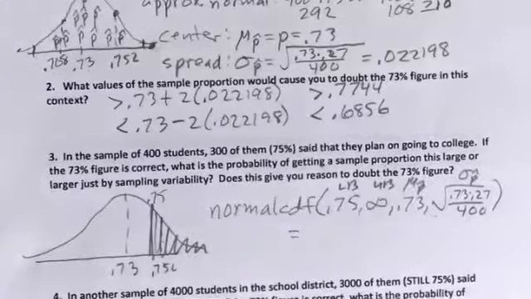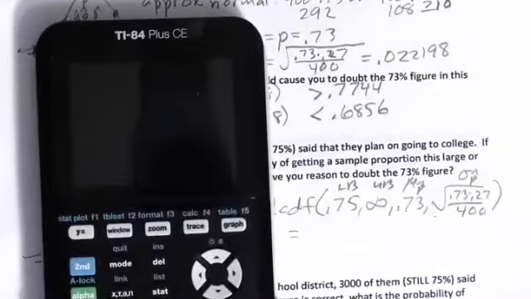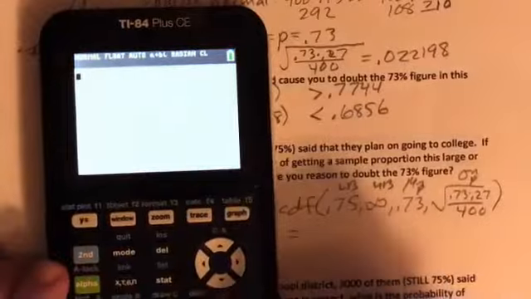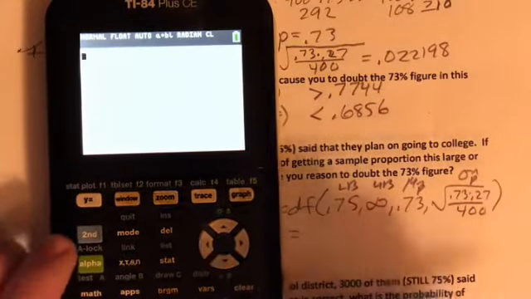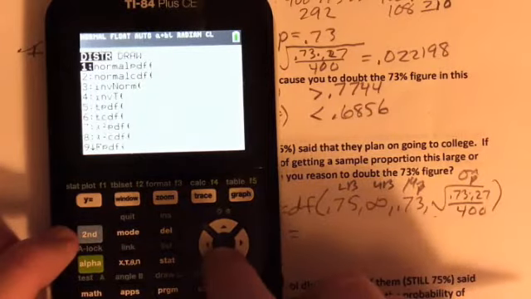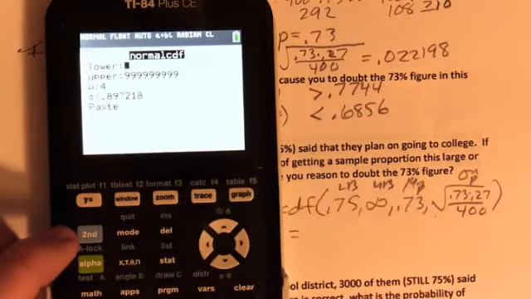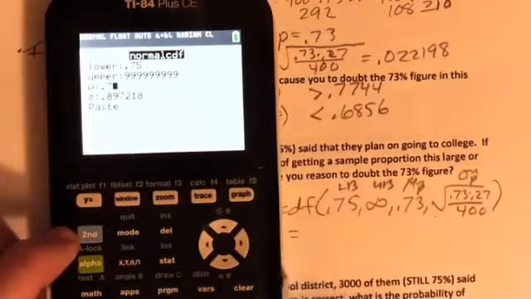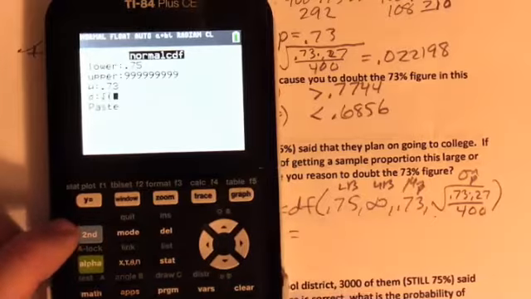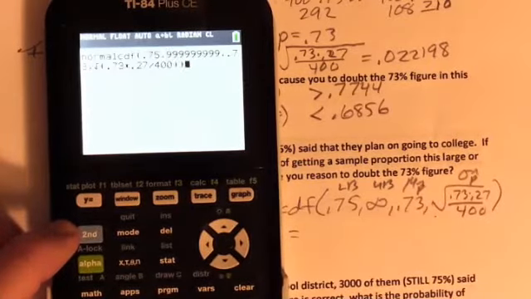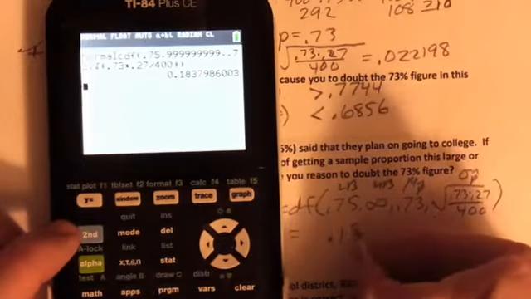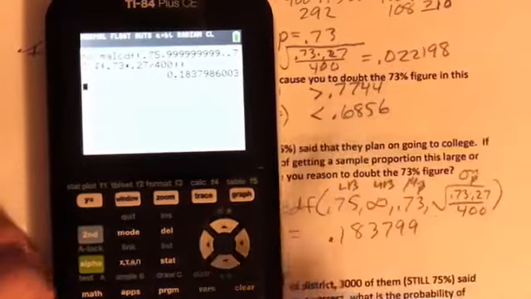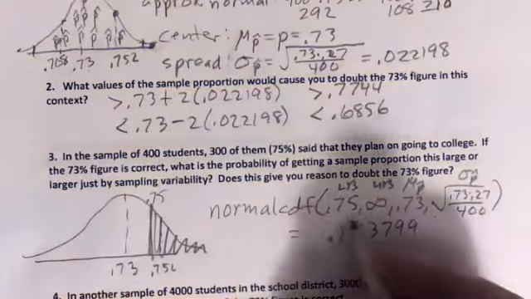And so let's use our calculator to find that, just like we've been doing a lot since chapter 2. So of course we go to the distribution menu, which is above the vars button. So we go second vars, which is distribution, and go to normal CDF. So we go 0.75 to infinity, which is just a big number, and then 0.73, and then we put the square root of 0.73 times 0.27 divided by 400. So like that. And so we would get 0.183799, like that. And so that would be our answer.